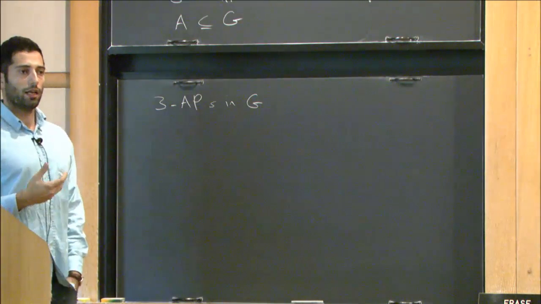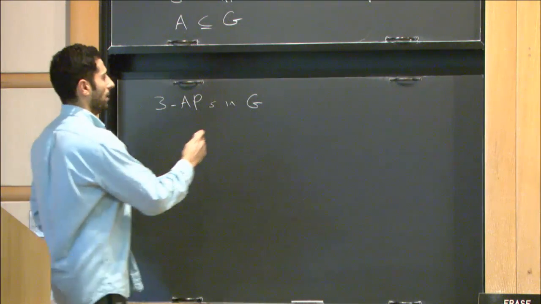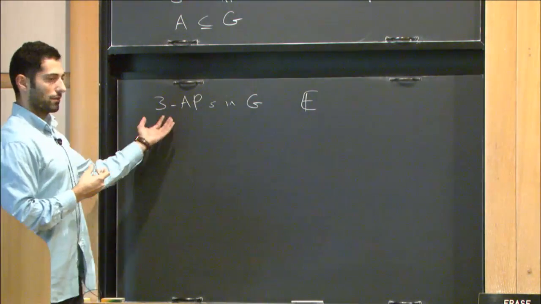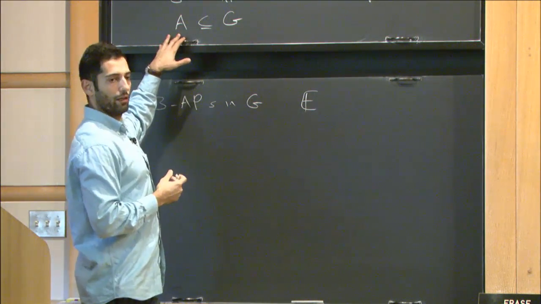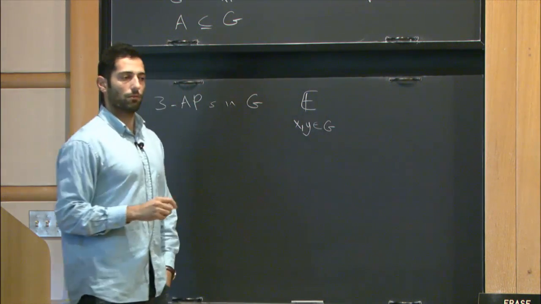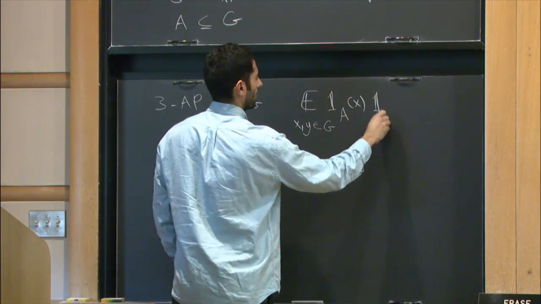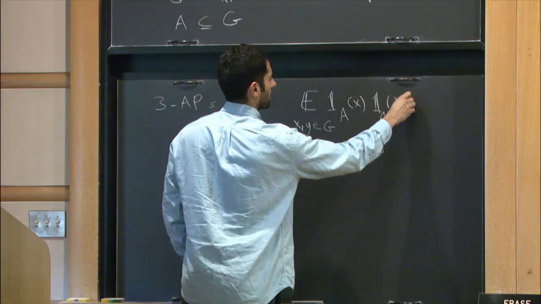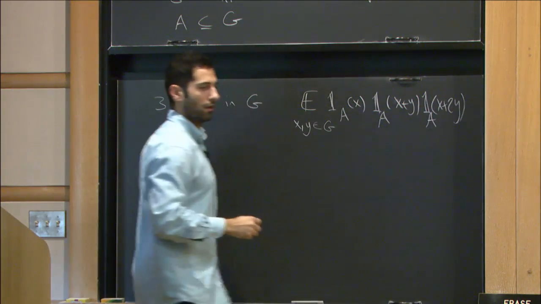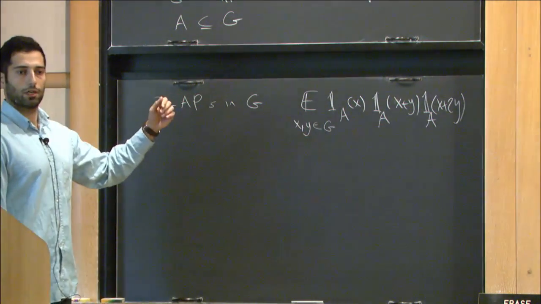in G. And such things can be represented by a nice analytic expression, which is the following. So just using the characteristic function of the set A, I can pick x and y at random from the group. And then I look at 1_A of x, 1_A of x plus y, 1_A of x plus 2y. Right, so this tells me what's the density of three-term arithmetic progressions in A.